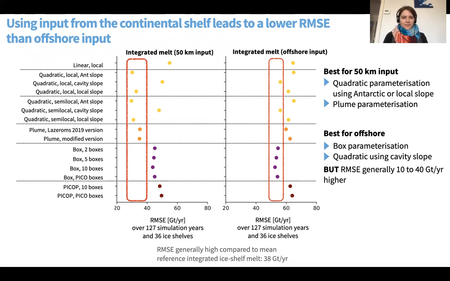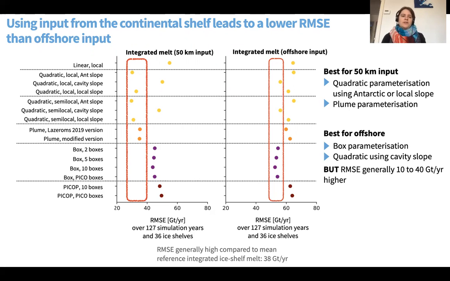But if you look at it closely, you see that the RMSE is generally higher by 10 to 40 gigaton per year. And if we look at the mean reference integrated ice shelf melt, which is 38 gigaton per year, then in both cases, the RMSE is still very high.